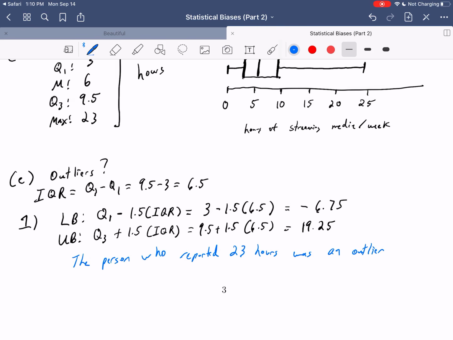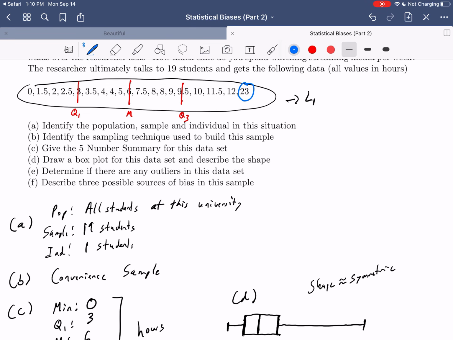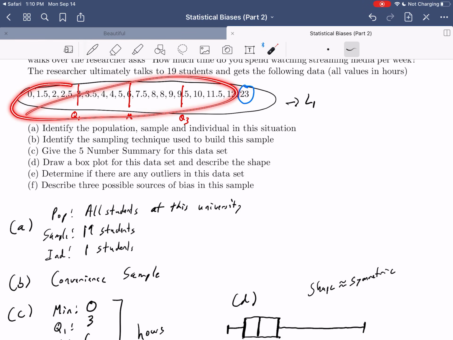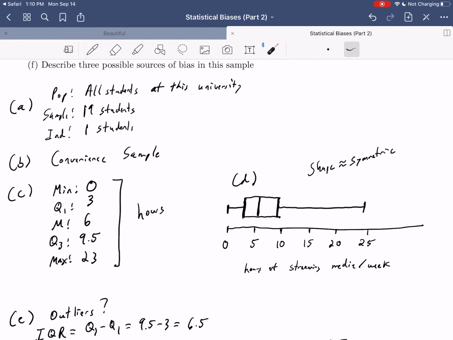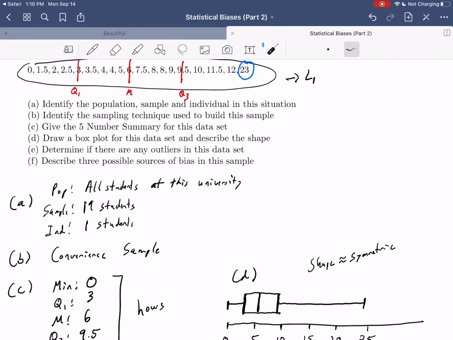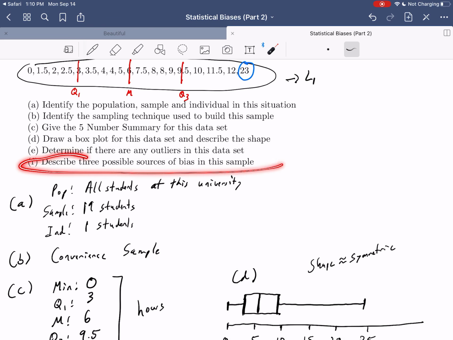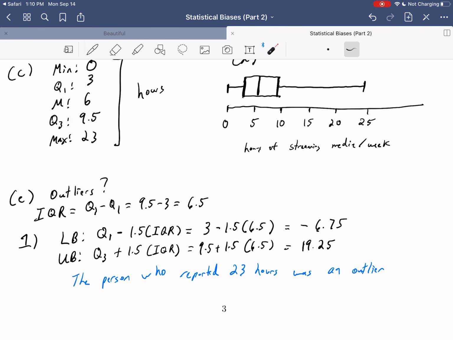Doesn't mean that their value is wrong or anything like that. It just means that it really is an extreme value, right? It's significantly larger than the rest of our data there, that 23. Okay, so all this was some review stuff. Let's go ahead and talk about some forms of bias that might be in this sample. So we'll do this on the next page.